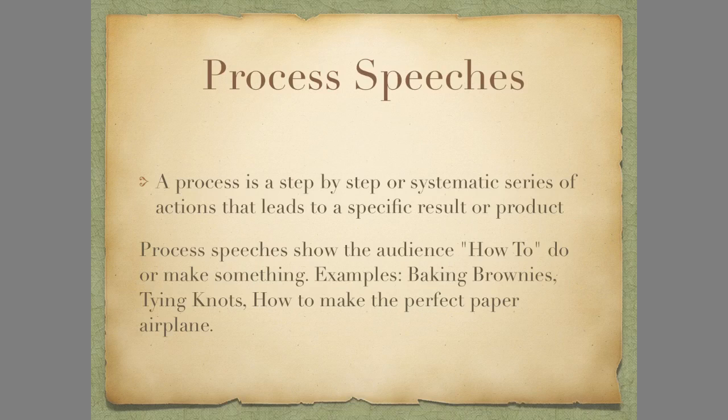The next kind of speech would be a process speech. These are how-to speeches. A process is a step-by-step or systematic series of actions that leads to a specific result or product. Process speeches show the audience how to do or how to make something. Some examples that you might have here would be baking brownies or baking a cake, tying knots, how to make the perfect paper airplane. Any kind of speech that would be a how to do something.